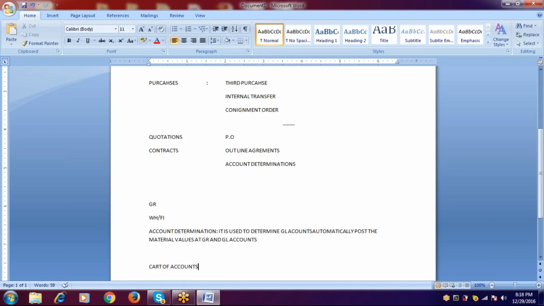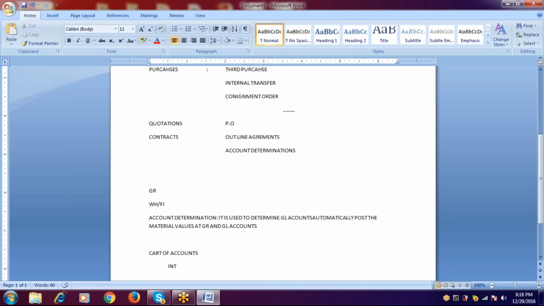What is the chart of accounts? It is the list of GLs. Whatever general ledgers the company code has, the whole general ledger list can be maintained in a chart of accounts, and one company code must have one chart of accounts. That's why by default the system itself has the chart of accounts INT, and most of the time we take company code 1000 or 0001 for practice purposes.